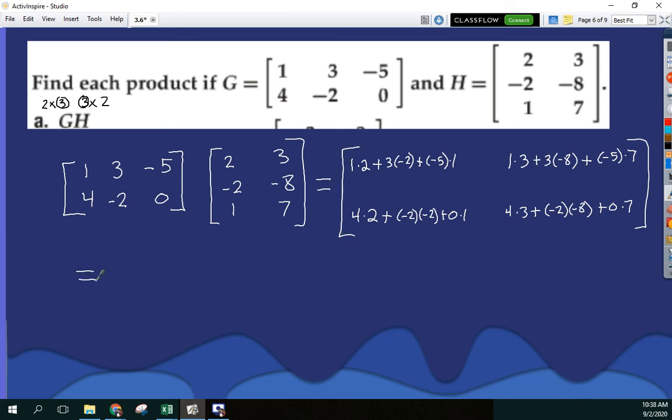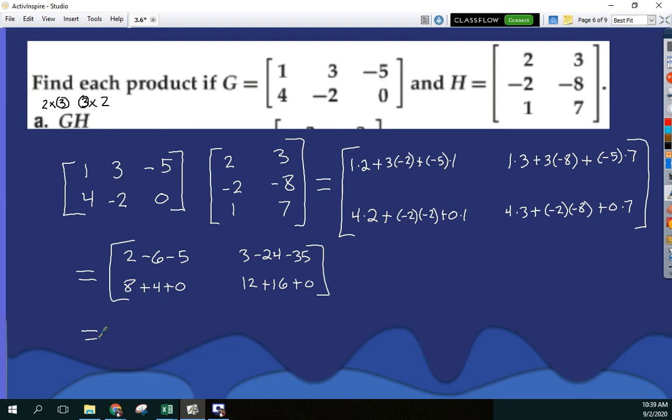So simplifying, we get 2 minus 6 minus 5, 3, and then we have a 3 times a negative 8, which is going to give us a negative 24. And then negative 5 times 7 is going to give us a negative 35. Going on to our second row, we have 8. A negative times a negative gives us a positive, so plus 4 plus 0. And then we have 12 plus 16 plus 0.